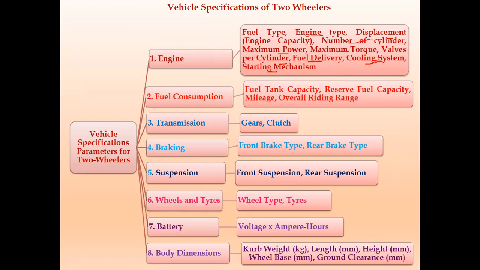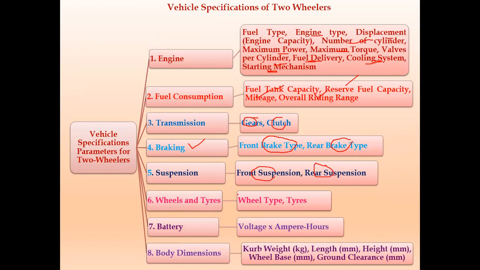In case of fuel consumption, we have fuel tank capacity, reserve fuel capacity, mileage, overall riding range. In transmission, we have specification about gears and clutch. In case of braking, we have type of the front brake and type of the rear. In case of suspension, type of the front suspension system, also type of the rear suspension system.